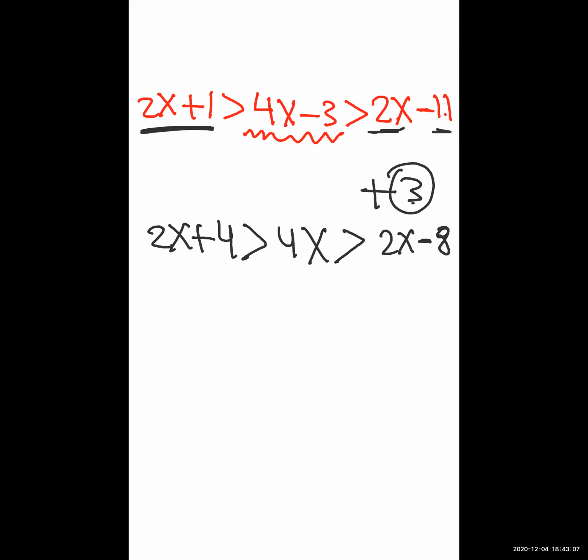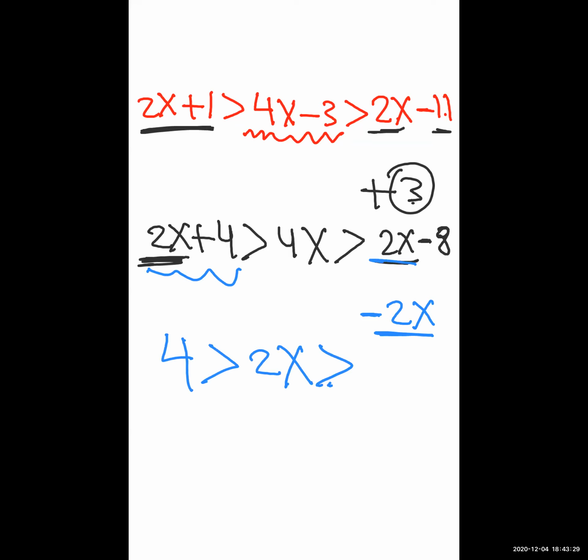Okay, guys? Now there is 2x here and 2x here. I want to remove this 2x, so subtract 2x. This one minus 2x will be 4 only. And 4x minus 2x, 2x. Then 2x minus 2x will be 0, then negative 8. Now divide the 3 sides by 2 to get x. So x less than 2 and greater than negative 4.